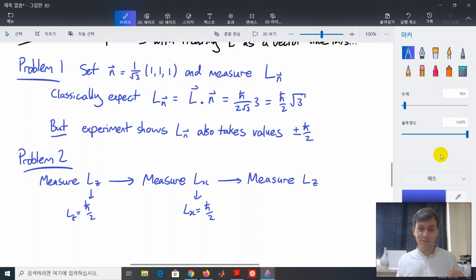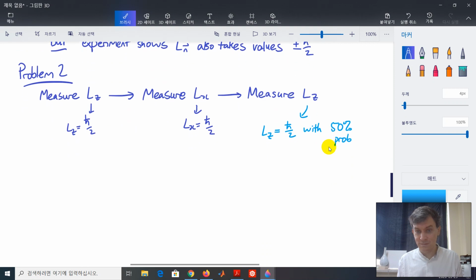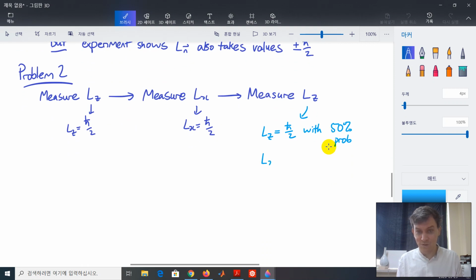And you might expect you will get exactly the same answer, h bar over 2, but you don't. In fact, what you find is that Lz stays the same, h bar over 2, with exactly 50% probability, and the other value with also 50% probability.